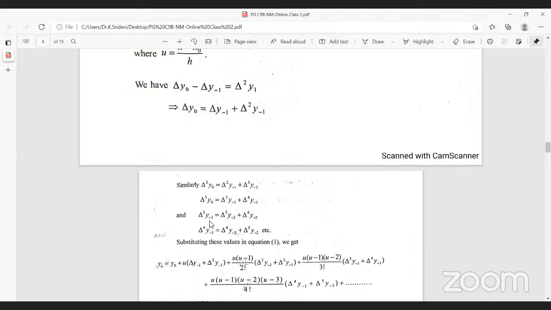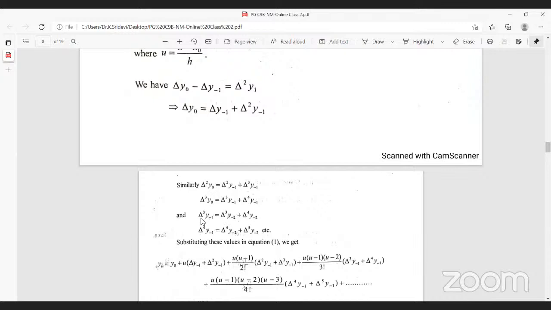Next value. And then what is this? Delta to the power 4. Cube is there. Okay, fourth order will come. And 0 is there, minus 1 is there. So minus 1 is the preceding value of 0. The preceding value of minus 1 is minus 2. So y minus 2 will come. So like that, we can take another one by following this expression.